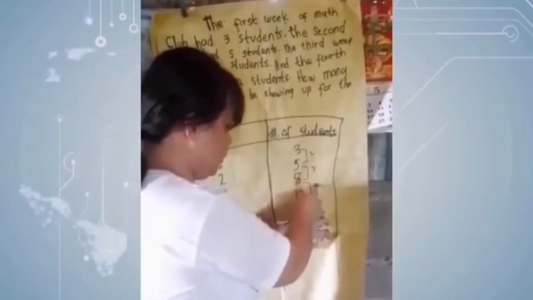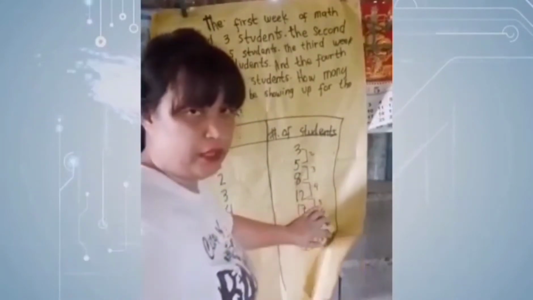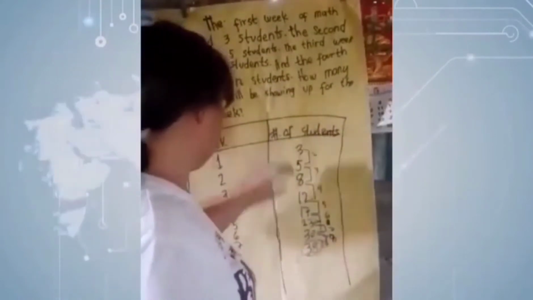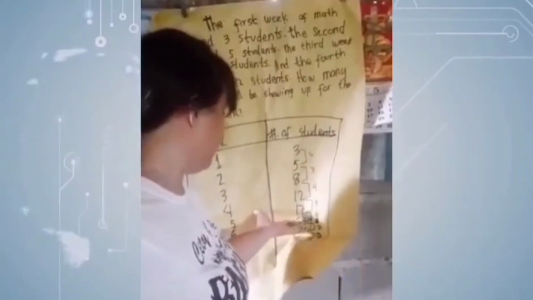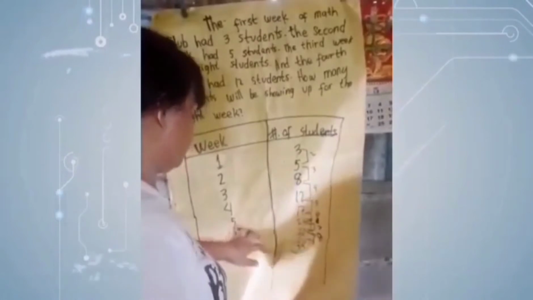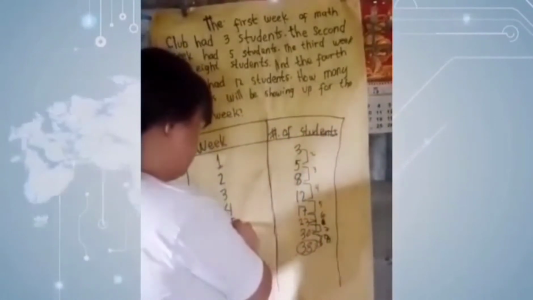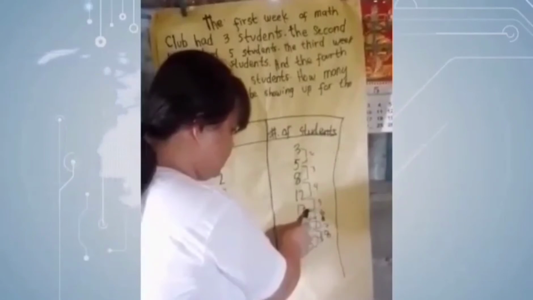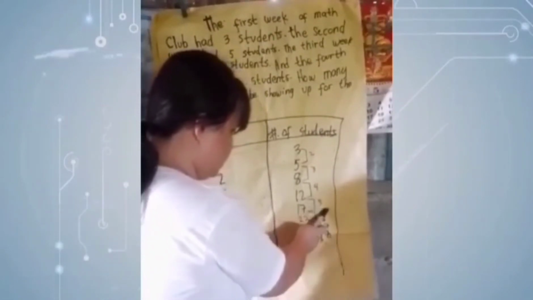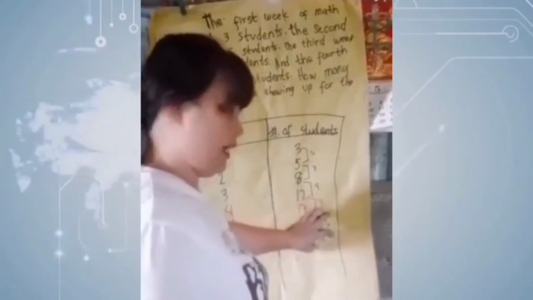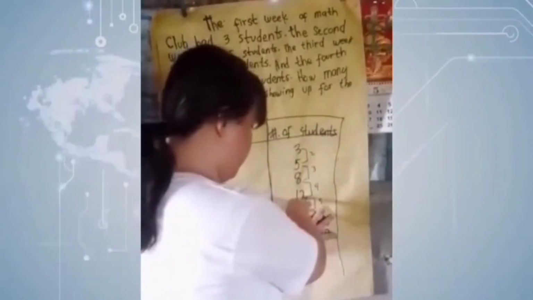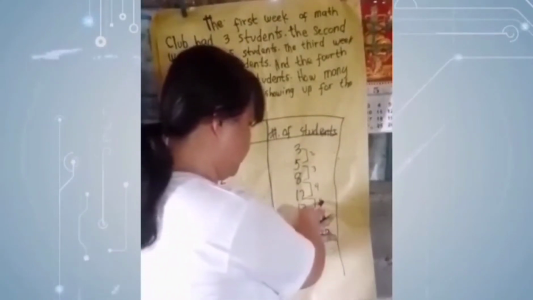They are adding 1 more number every week of the math club. So, the question is, how many students will be showing up for the 8th week? I draw a 5 because in the 5th week, the students will add 1. Students will be going to 17 because I added 5. 17 minus 12 is equal to 5.